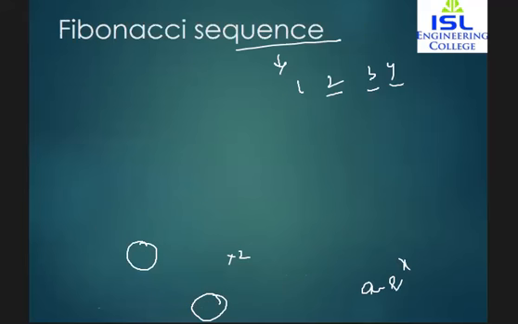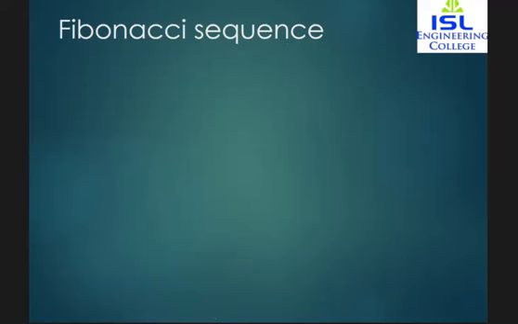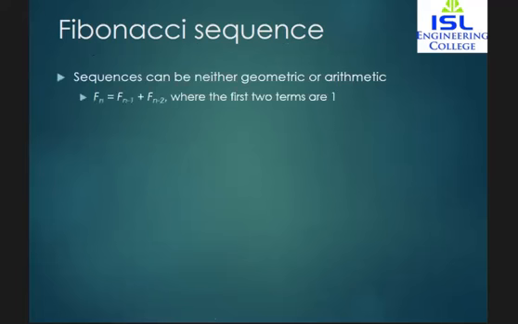Next, we have one of the most important sequences in computer science, which is the Fibonacci sequence. This sequence is neither arithmetic nor geometric. Whenever we add the previous two terms, we get the next term. So the Fibonacci sequence starts with 0 and 1, and we keep on incrementing it.